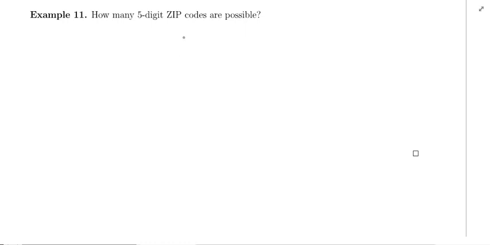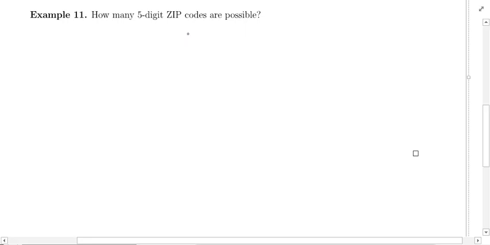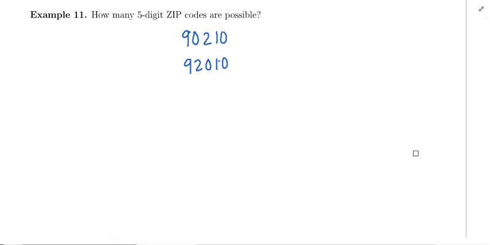Well, let's think about famous zip codes. 90210, Beverly Hills, California. Well, if I change the order of the numbers, does that make a different zip code? Well, yeah. Okay, so the order obviously matters. So that's going to rule out a combination here because if you change the order of the numbers, you get a different zip code.